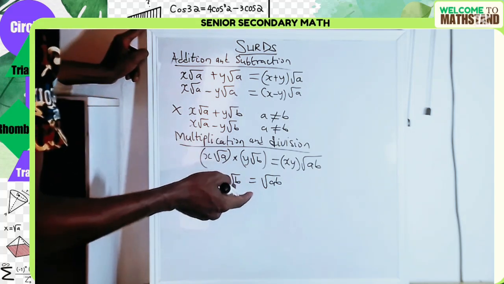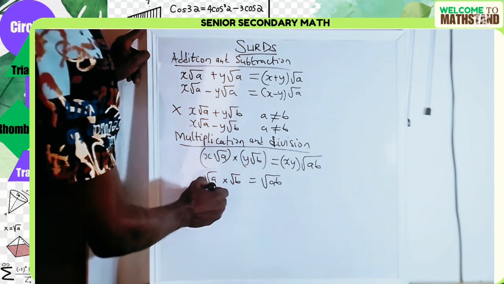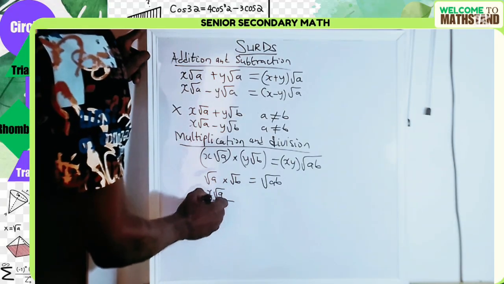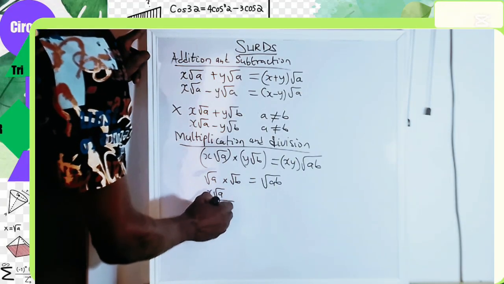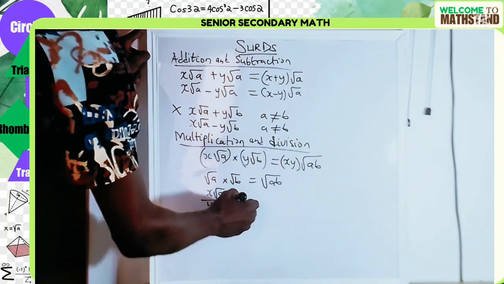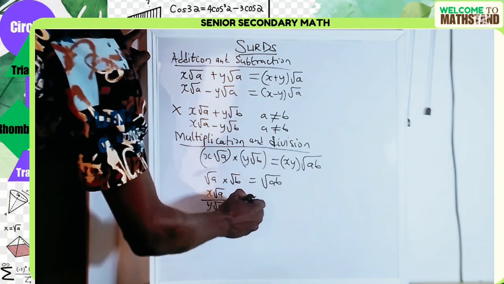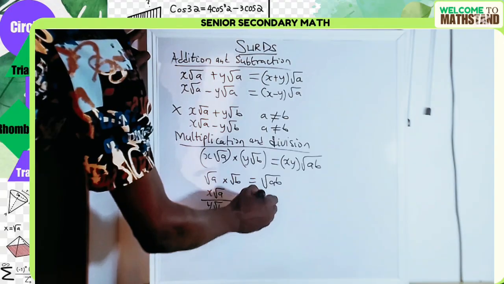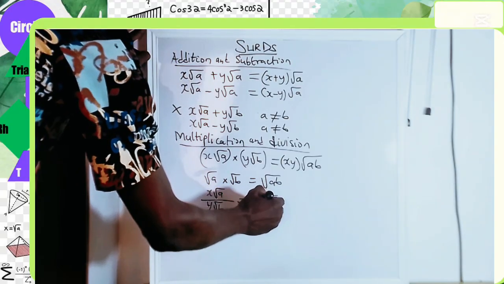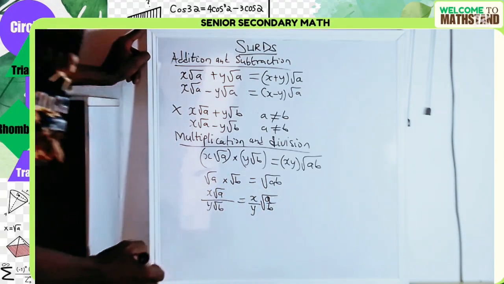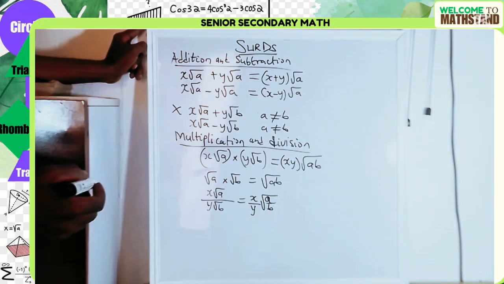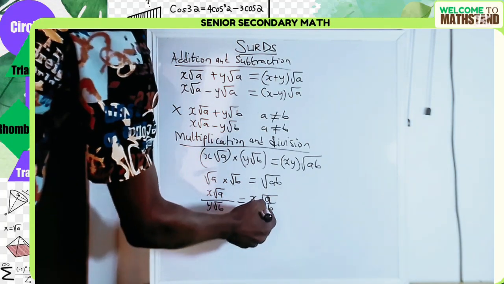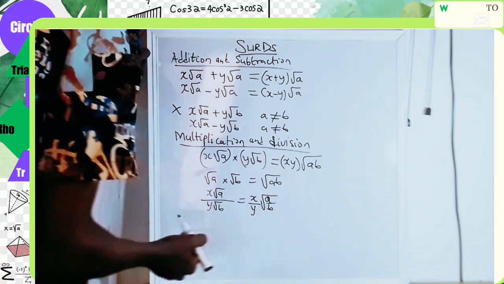That's for multiplication. The same thing goes for division. We have x√a over y√b, which is equal to x over y times √(a over b). That's for division.